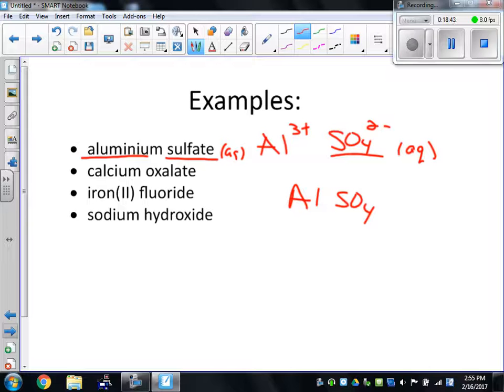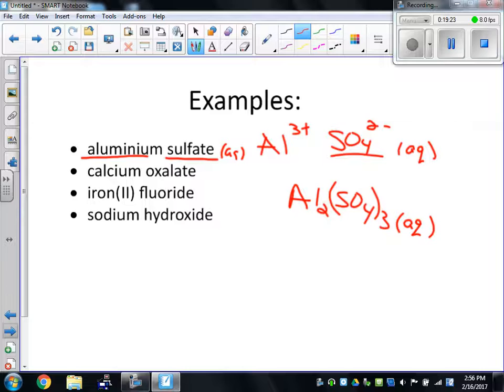Let's do a little practice. Aluminum sulfate: swap and drop, Al2(SO4)3, and I'd put AQ behind it because it's very soluble. Right here, very soluble. This is the very soluble row for the metals, and this is the not very soluble row for the metals. AQ and S. But we always start with the negative ion across the top first.